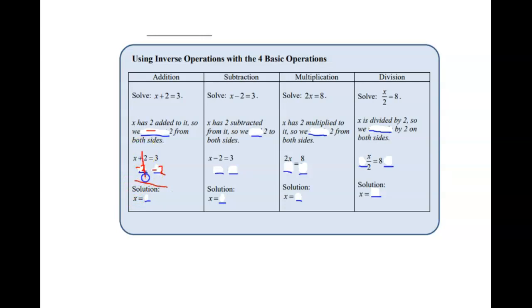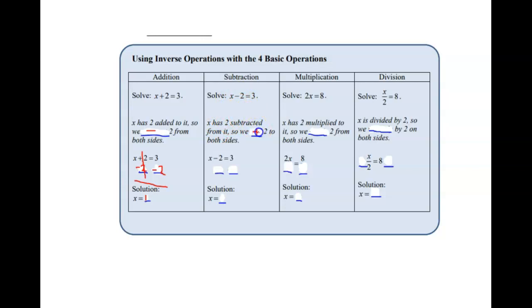Once I do that, I get a solution. On the left side, I got x by itself, so it goes away. On the right side, I get 3 minus 2, which is 1. Okay, great undoing. I got x by itself, and I know it equals 1. Let's go to the next one, subtraction. Again, I'm thinking inverse. X is being subtracted.